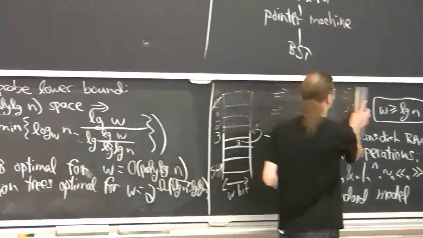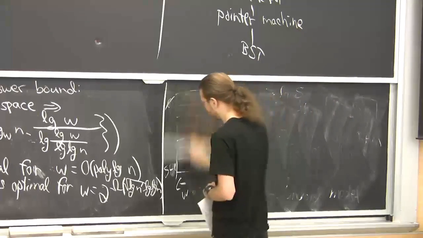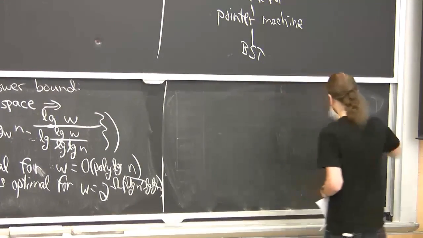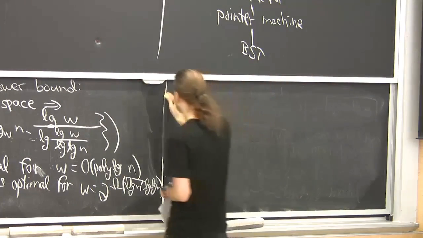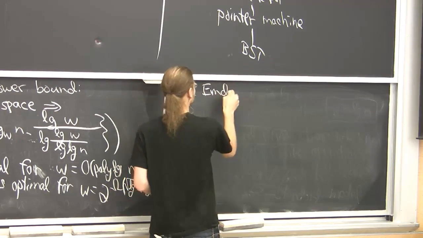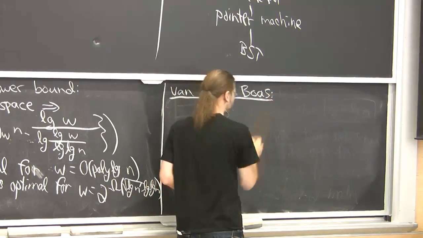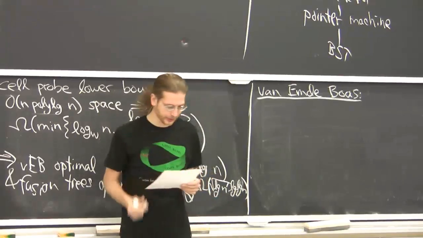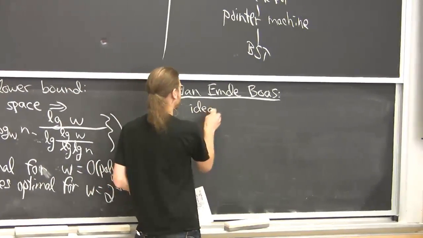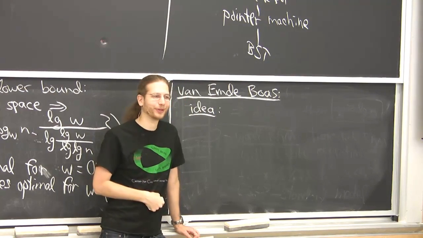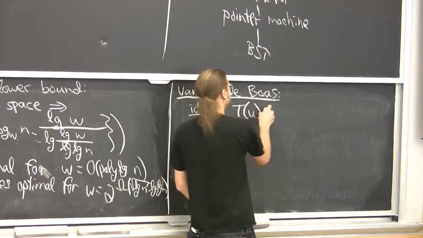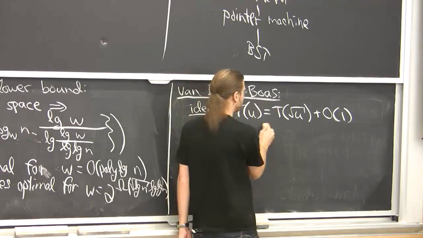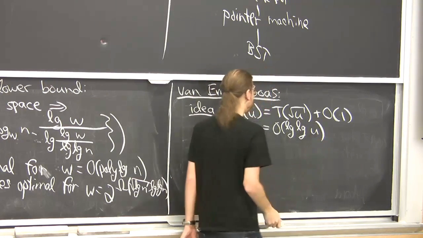So let's start with van Emde Boas. Yeah, let's dive into it. I'll talk about history a little later. The central idea, if you wanted to sum up van Emde Boas in an equation, which is something we very rarely get to do in algorithms, is to think about this recurrence. T of u is T of square root of u plus order 1. What does this solve to? Log u. Just think of taking logs.